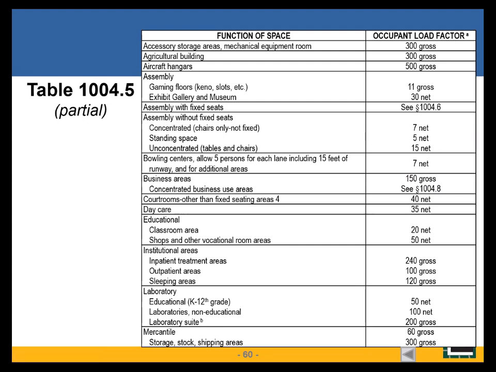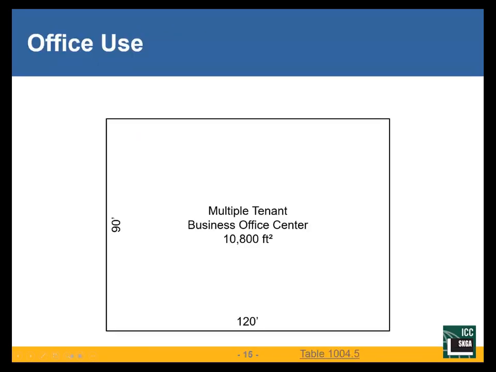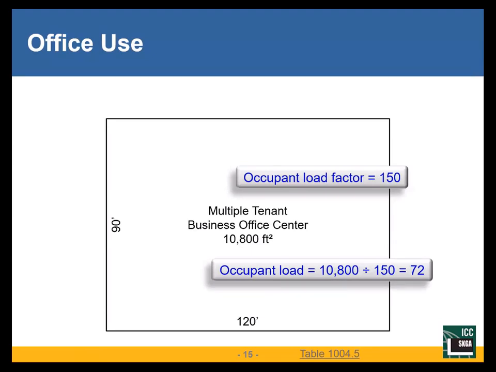What that section says is I can have more people than this will allow. It's specific for computer rooms, data entry areas, call centers, stock exchange kind of rooms where you just have a lot of people. You can increase that occupant load, but we'll look at 150 because that's just a typical business. You take the square footage of the building, 10,800, use your occupant load factor of 150, and divide. Occupant load 72.